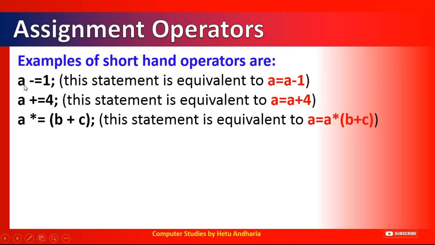Just now you may be finding it very odd, A -= 1 and A += 4, but when you learn C language, this will become a common habit. You will also start typing statements this way. Okay. The next example given here is A *= (B + C). This statement is equivalent to A = A * (B + C). So this was about the assignment operator.